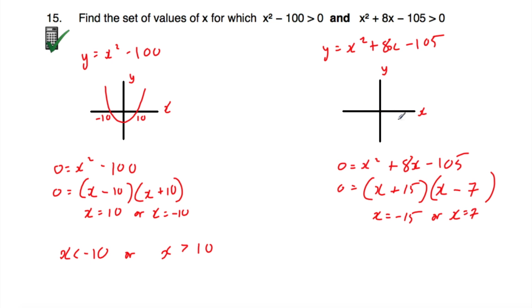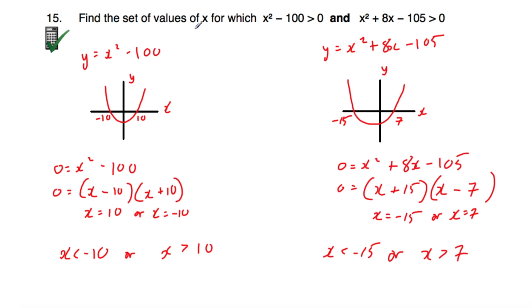So we now know where the quadratic crosses the x-axis. It crosses the x-axis at minus 15 and 7. So it looks something like this, minus 15 there and 7 there. Now we want to find the values of x where, whenever we work out x squared plus 8x minus 105, we're going to get a positive. In other words, when's this quadratic graph above the x-axis? And that'll be any value of x that's bigger than 7, so x is bigger than 7. Or, if we have a look at the left-hand side of the quadratic, any value of x that is less than minus 15. So x is smaller than minus 15. So that's fantastic. We've now solved both of the quadratic inequalities.